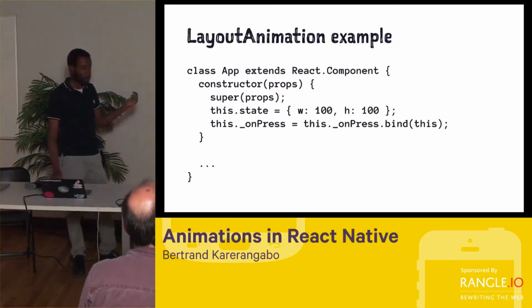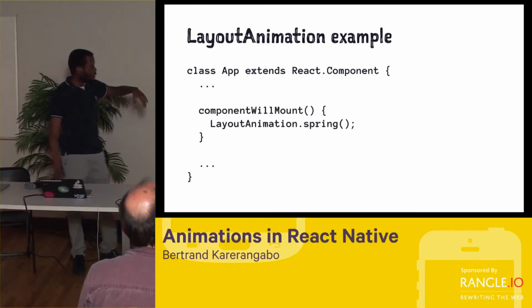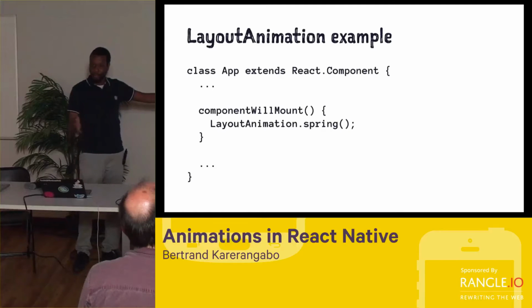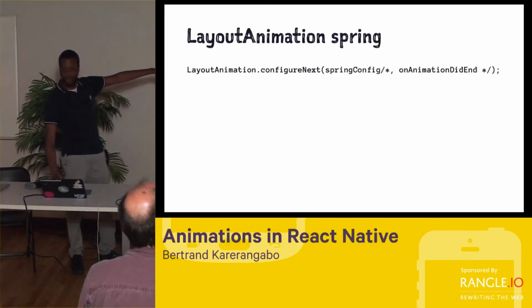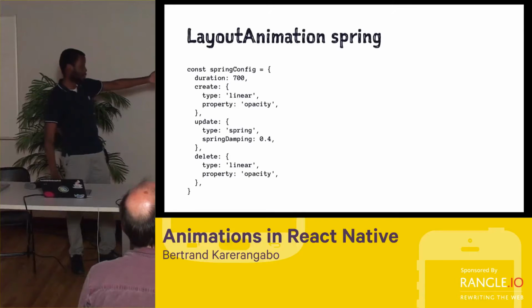If you've done React before, the first line and the last line are just boilerplate. What I want you to focus on is that we're setting the initial state to a height of 100 and a width of 100. In componentWillMount, right before we're about to mount that component, we're just going to say, hey, LayoutAnimation.spring. What it's doing underneath is running configureNext with a spring config, the one that's built in, which might as well be this one.